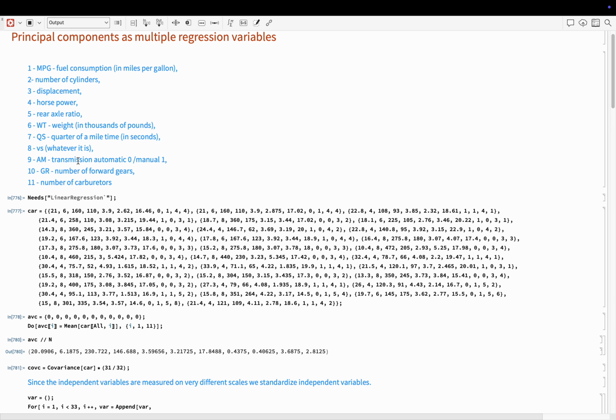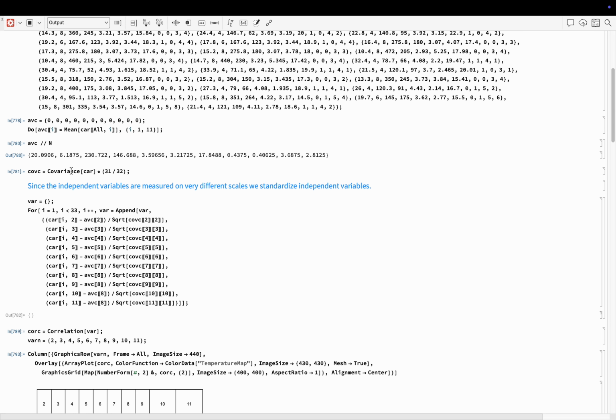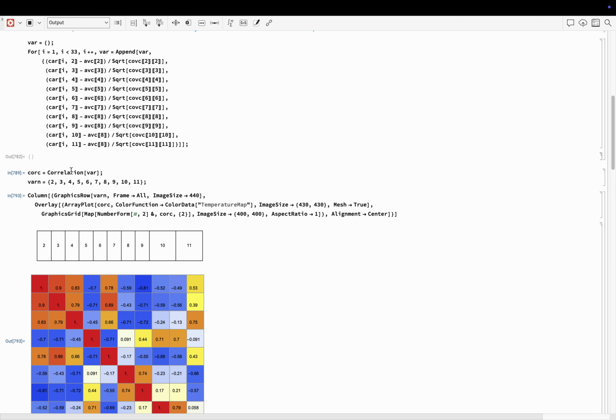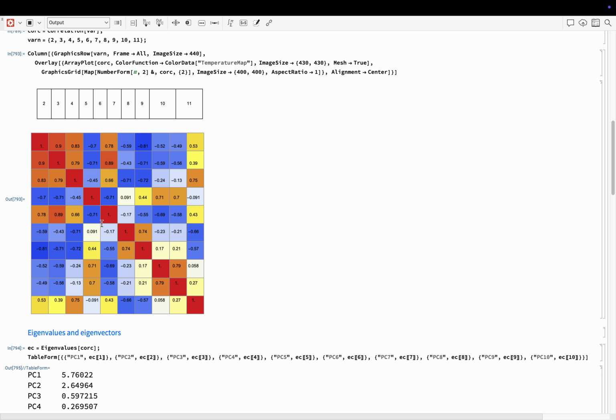Again, those potential independent variables are in very different scales and units. Therefore, what we are going to do is to standardize them. We do the standardization, and then we look at the heat map of the correlation matrix.